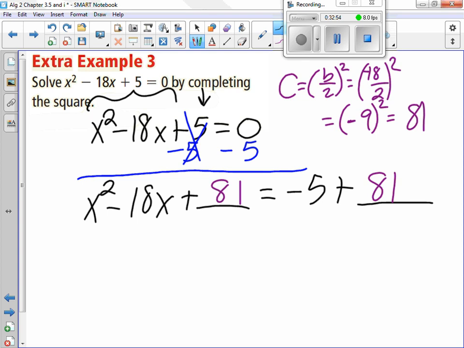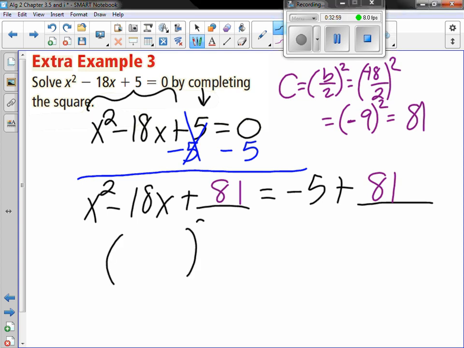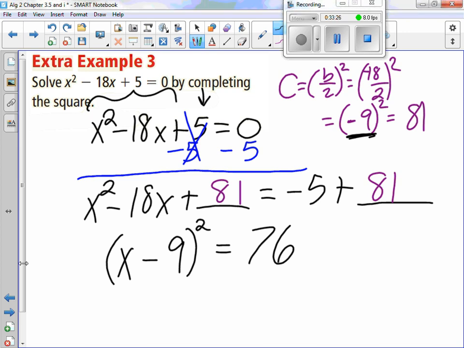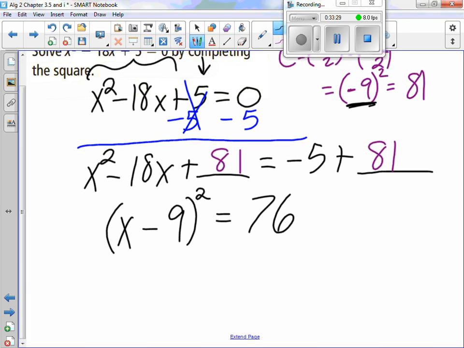So step number 4, find the perfect square trinomial. Really rewrite this as a set of parentheses squared. We'll have x. What's going to go inside the parentheses is minus 9. We'd have x minus 9 squared equals. I'll tell you that negative 5 plus 81 is 76, because we could plug that in a calculator and it will tell us that. And now we need to solve by the square root method.